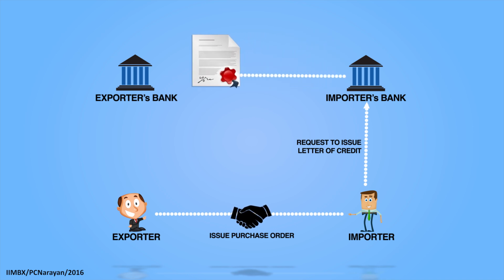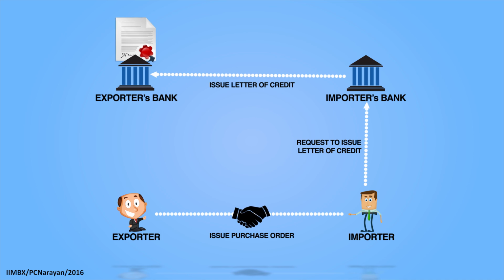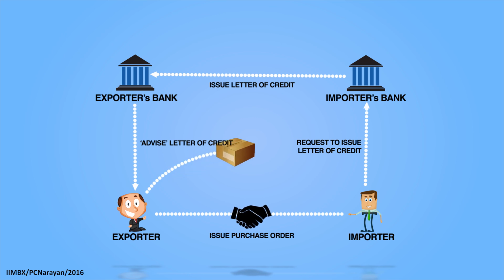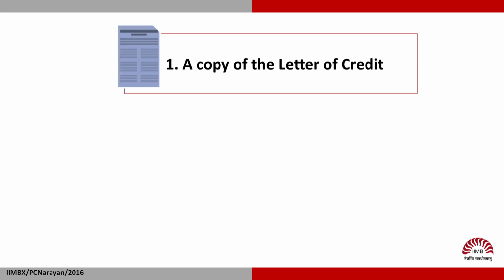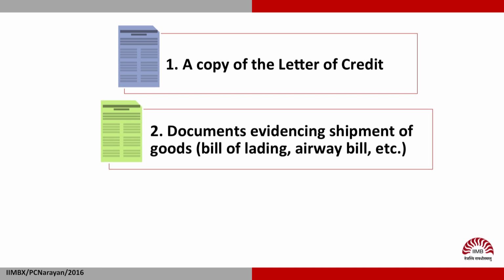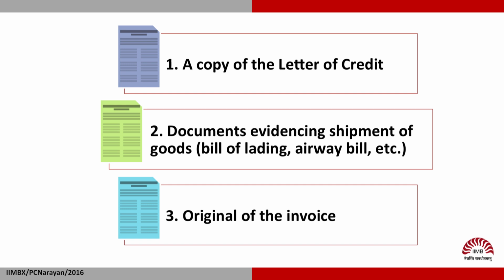When the exporter's bank receives the letter of credit, it advises, i.e. forwards the letter of credit to the exporter. On the basis of this letter of credit, the exporter ships the goods to the importer. Thereafter, the exporter sends to his bank three documents. First of all, a copy of the letter of credit. Second, the documents evidencing shipment of goods, such as a bill of lading or an airway bill, etc., and the original of the invoice being the contracted claim for payment.